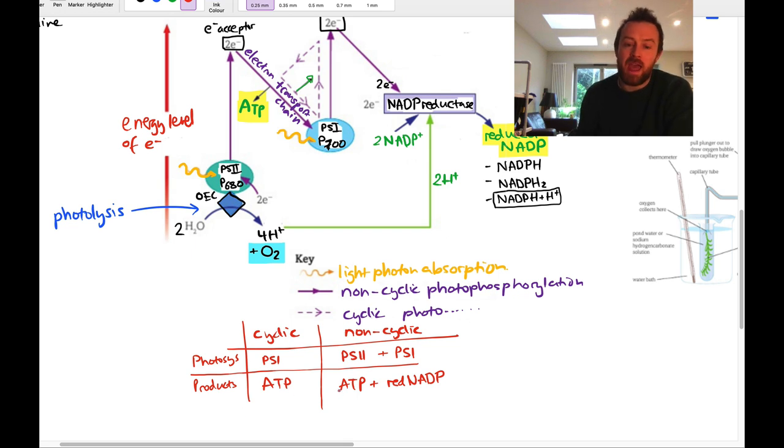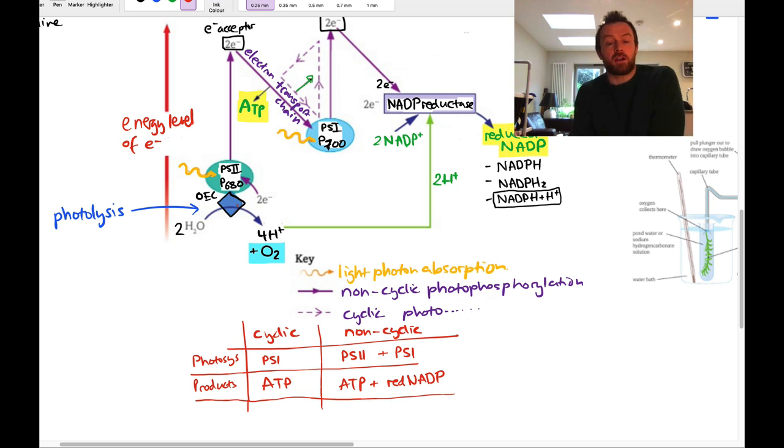We could also talk about where the electrons end up if you wanted to. If you're using the textbook, you can see the table on page 121. In cyclic, the electrons don't really end up anywhere because they just go round and round and round. The fate of electrons in non-cyclic is that they end up in the molecule reduced NADP. And the other thing is, does photolysis occur? Does the splitting of water occur? It only occurs with non-cyclic. It doesn't occur with cyclic.